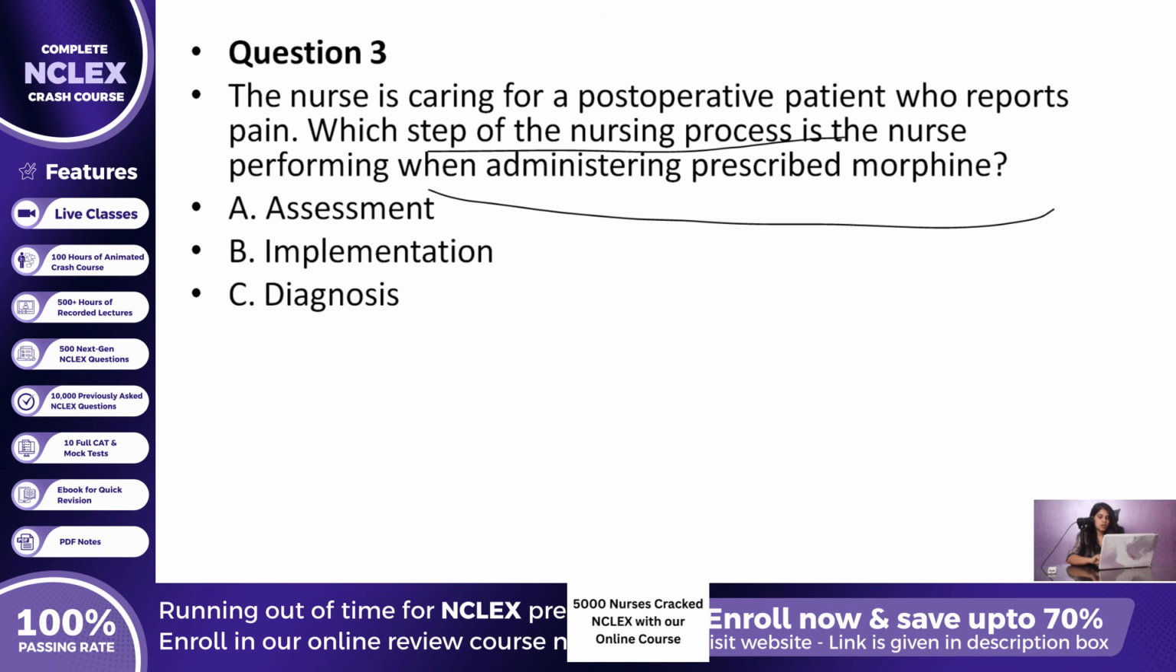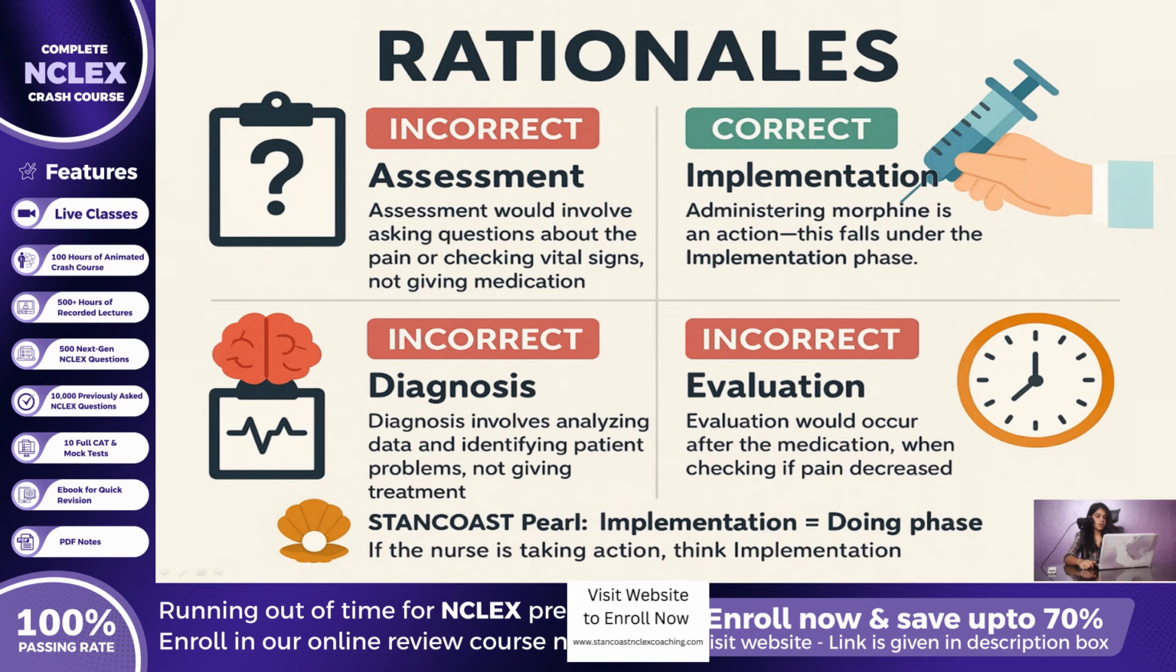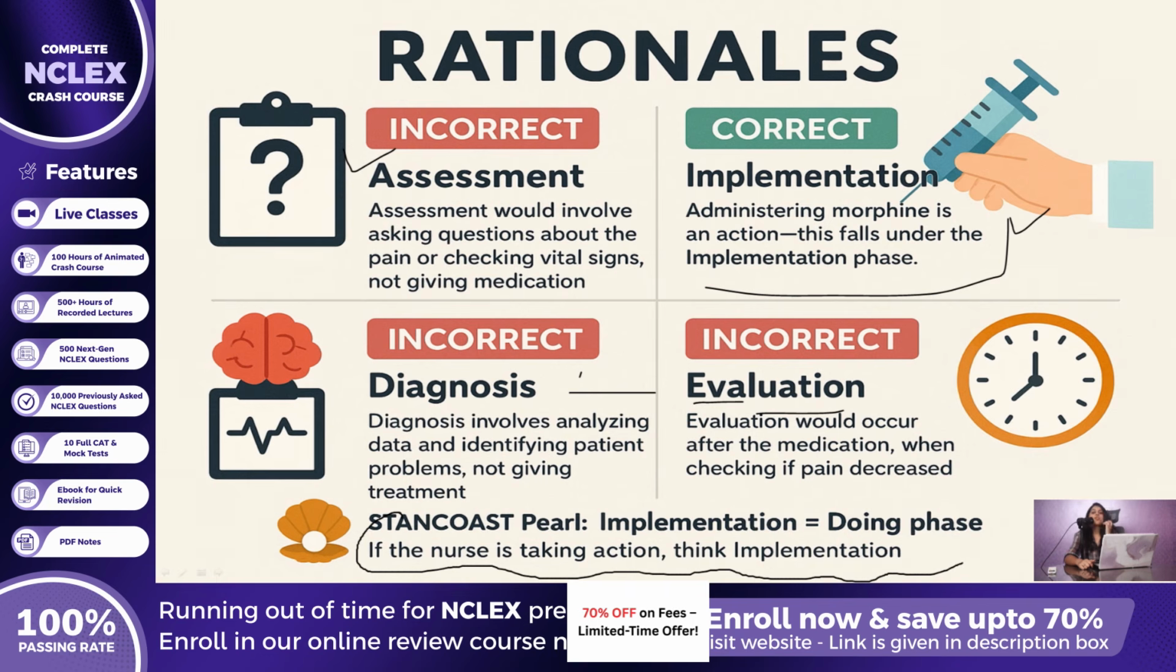Option C, diagnosis. Option D, evaluation. The correct answer is option B, implementation, because administering medication is an action step. Option A would have been collecting data. Option C is identifying the problem. And option D comes afterward to check if the intervention worked. The Stancoast pearl is that implementation is the doing phase.